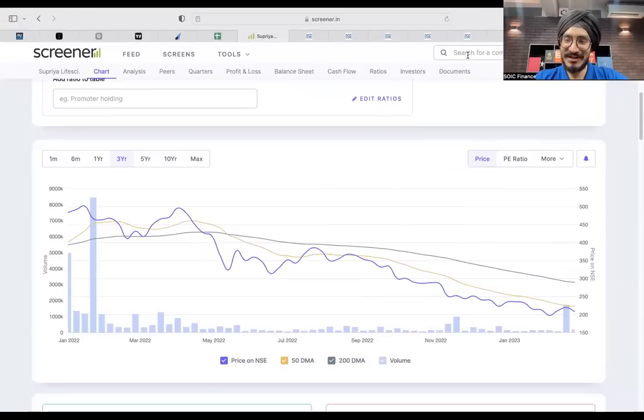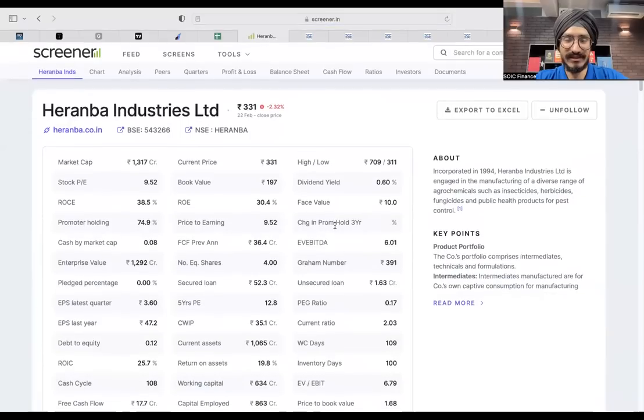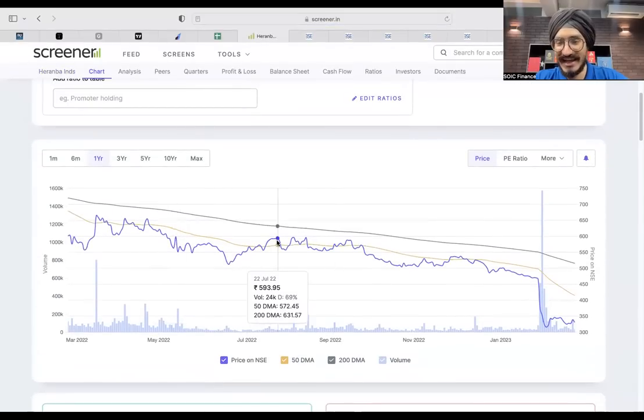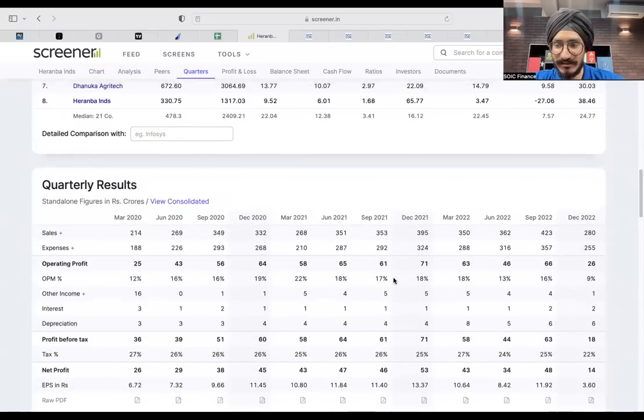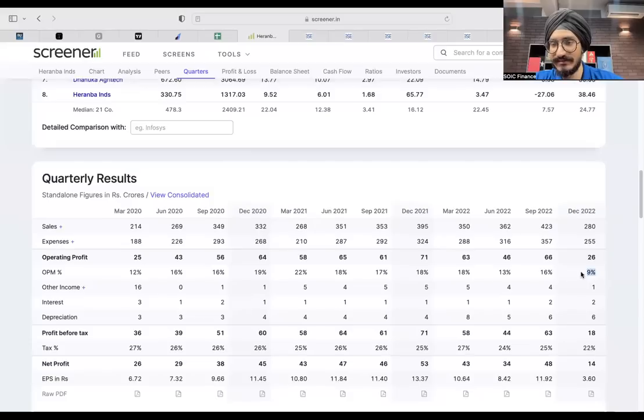Right? Another one, Hiranba Industries. Is there any base formation in Hiranba? Any type of base formation since listing? Right? Margins कब जाके टूटे? Margins इस quarter में कितने थे? This is why with newly listed stocks, give them time. Always give them time. What happens, right?